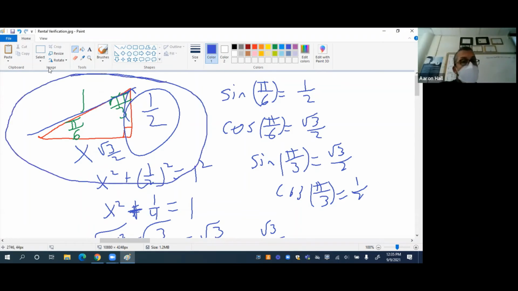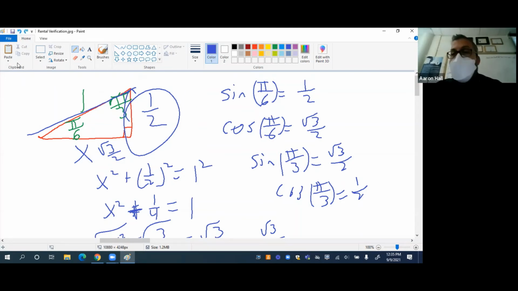Now, what's really cool is you can memorize all of this, or you can recreate it on a test so you know what they are, or we have a cool hand trick.